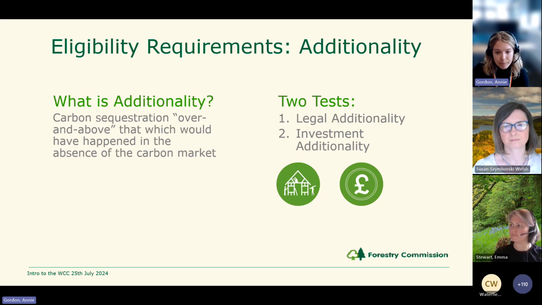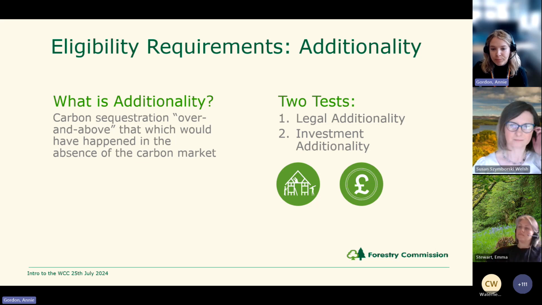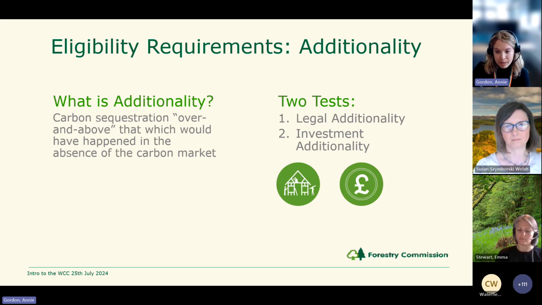prevent claims of greenwashing and ensures that buyers of carbon units can have confidence in the market and confidence in what they're buying. There are over 20 different ways of assessing additionality globally, but within the Woodland Carbon Code, we have two tests. The legal test, which just means that planting must not be a legal requirement. So, for example, restock sites or compensating for development or open habitat restoration. And the investment test. And this is where you need to prove that either forestry is not the most economically or financially attractive option on that piece of land, or the project couldn't have gone ahead without that carbon financing.